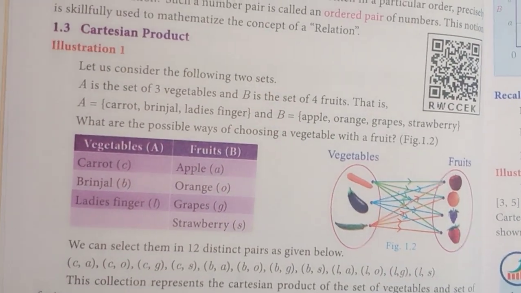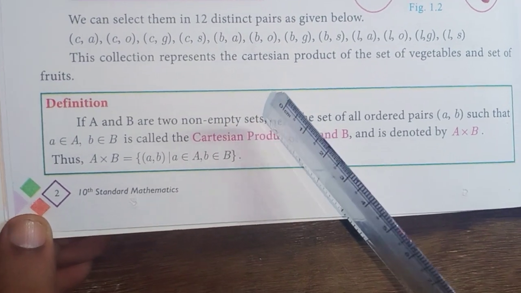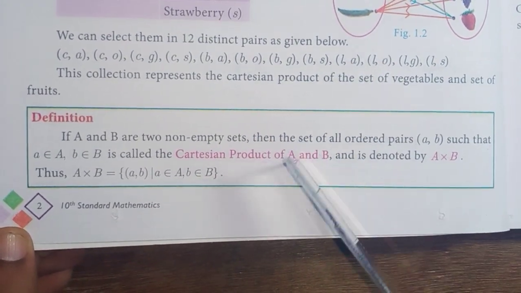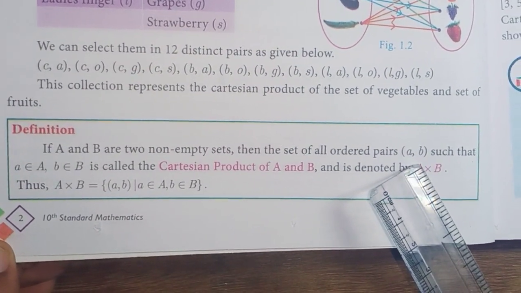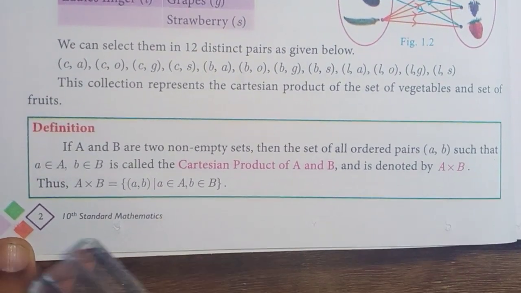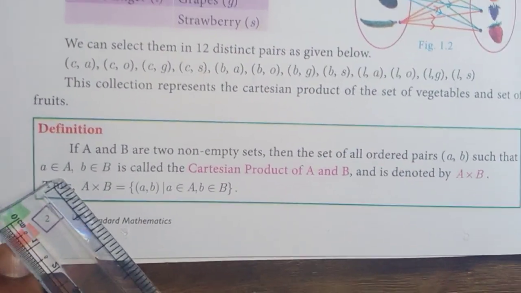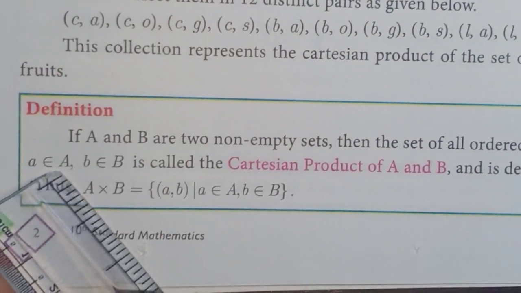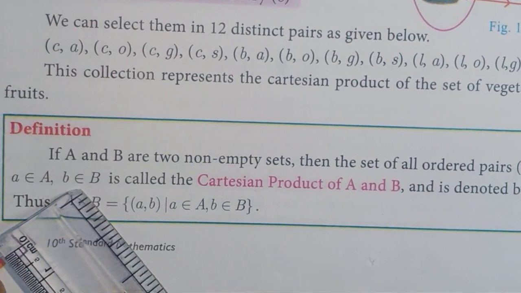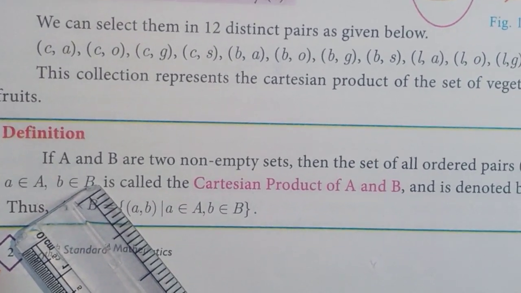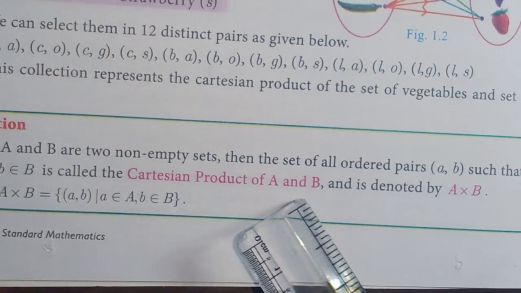Listen. If A and B are two non-empty sets, then the set of all ordered pairs (a, b) such that a belongs to the set A. Look at the symbol. It's a symbol for belonging. a is an element of A. We can say a belongs to A. Like that, b is an element of B. The set is called the Cartesian product of A and B.